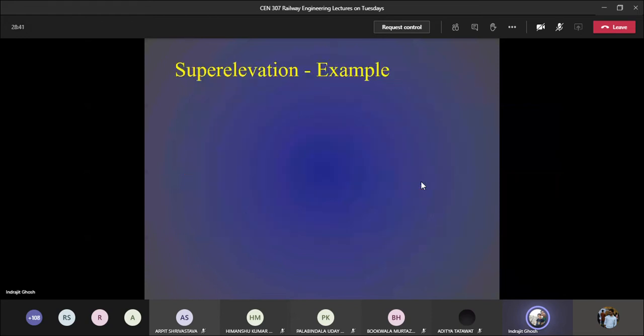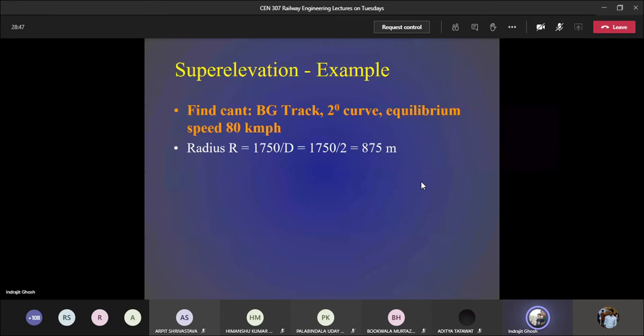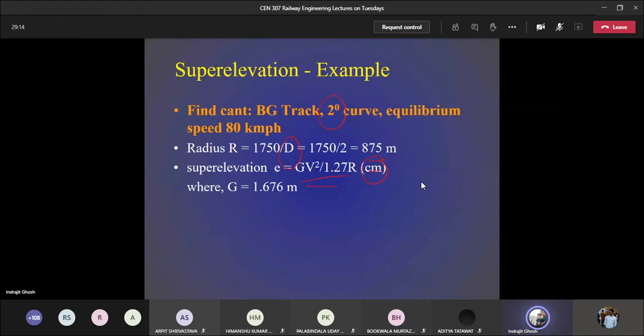So one small example, very easy. BG track, 2-degree curve, equilibrium speed is given. So we know the equation of R, which is inversely proportional to D. So D value is given. We put the value of D, we got the value of R. Super elevation, one equation I have used, which is in terms of centimeter, GV square over 1.27 R, where G is in meter. If we go for this, we will be able to get the value of E as 9.65.